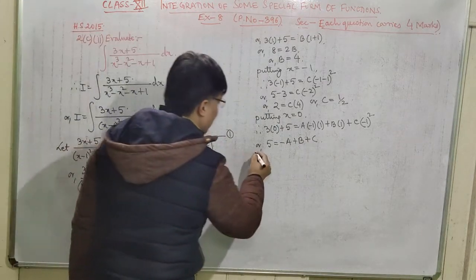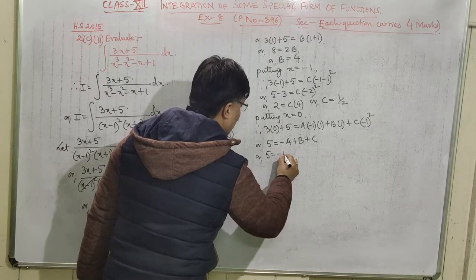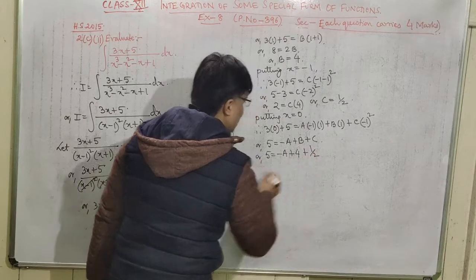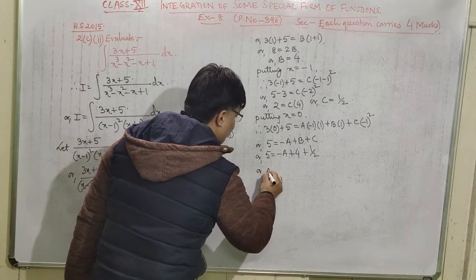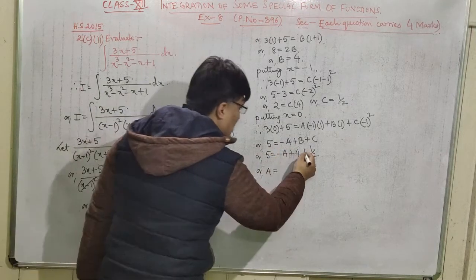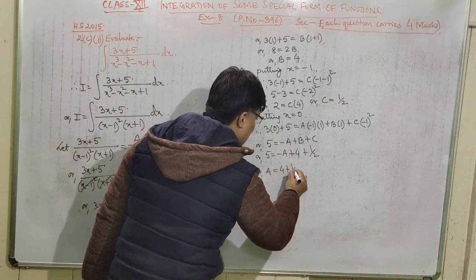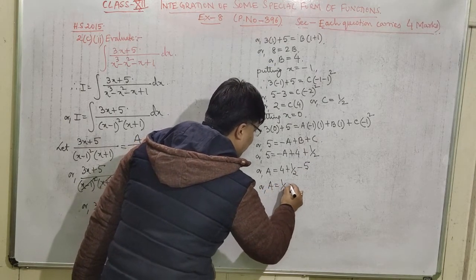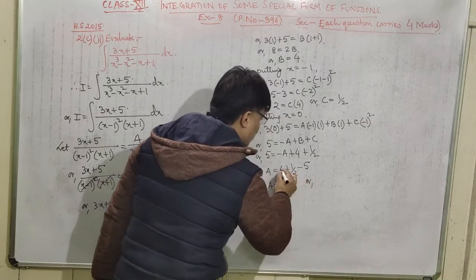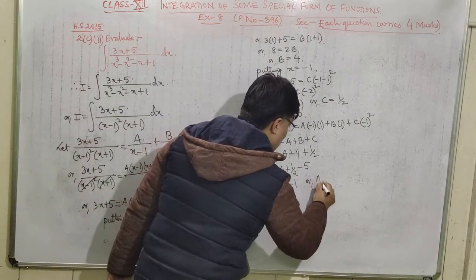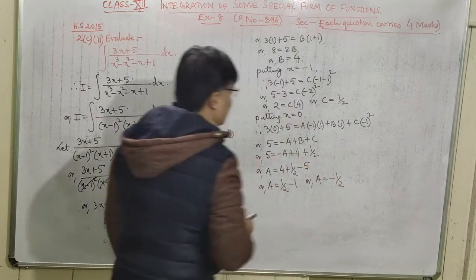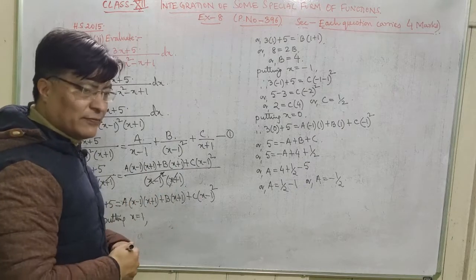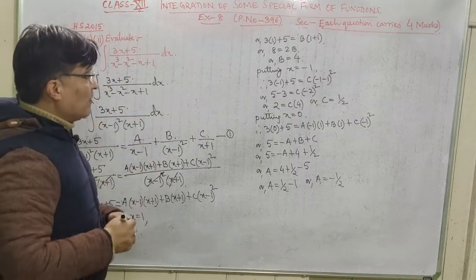So let us put those values of b and c. 5 is equal to minus a plus what is b? Plus 4. What is c? Plus half. Right? So what is the value for a now? Minus a is taken to the left hand side, so it is 4 plus half minus 5. Or a is equal to half minus 1, because 4 minus 5 is minus 1. So a is equal to minus half. So we have got all the values of a, b and c.